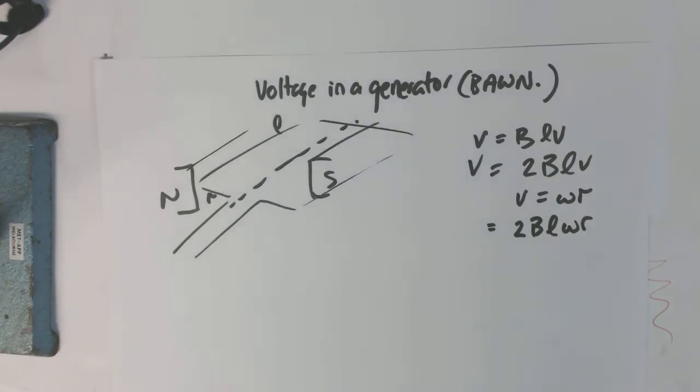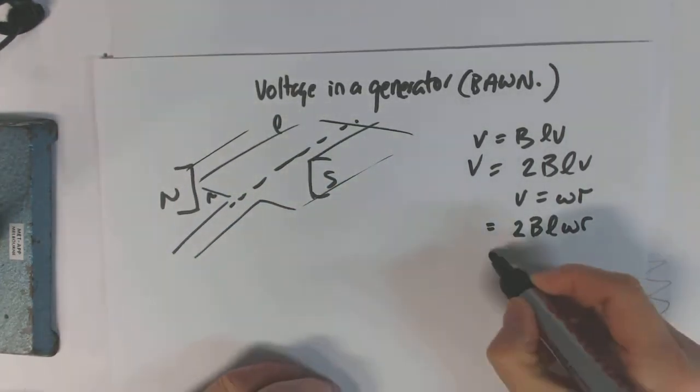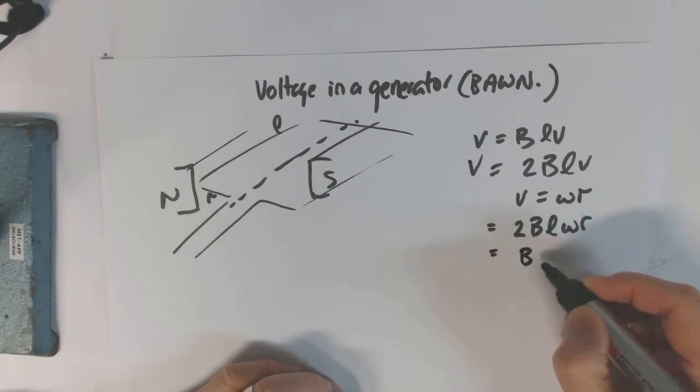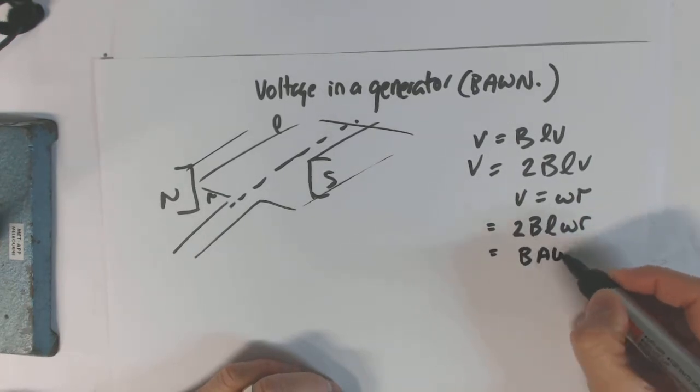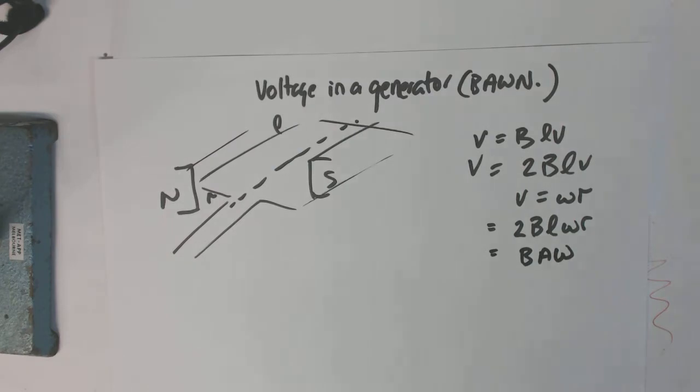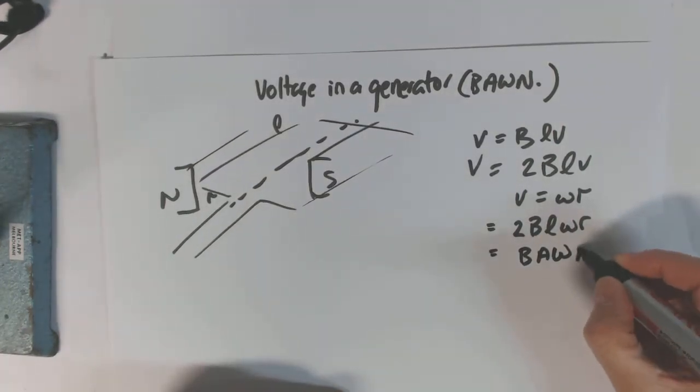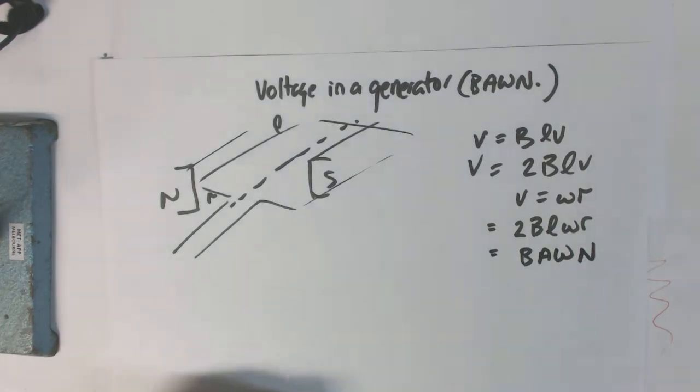2LR, I think you saw from the last one, LR times 2 is area. So we can now say this is BAω. And I think you see that we're nearly there. That was for one loop. For two loops, three loops, n loops, the voltage is going to equal BAωN. Don't know why I call it BAωN, but now that's all very nice and very simple.